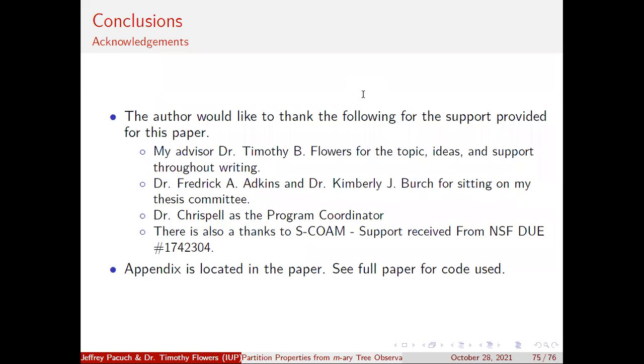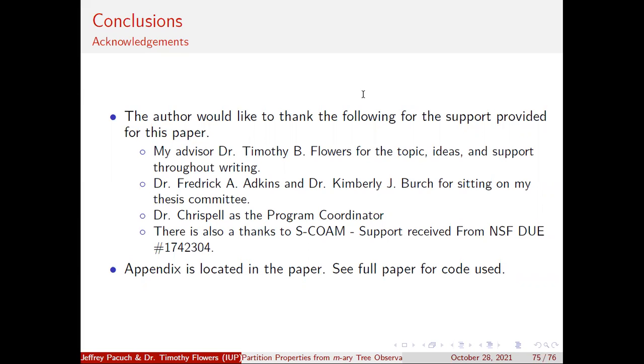So the last thing I want to say is my appendix. If you did want to see any code that I did use, I didn't include everything, obviously, because the Jupyter file was massively long, but I did include my 3-ary tree, 4-ary tree, and a bunch of the loops I used to find some of these patterns.